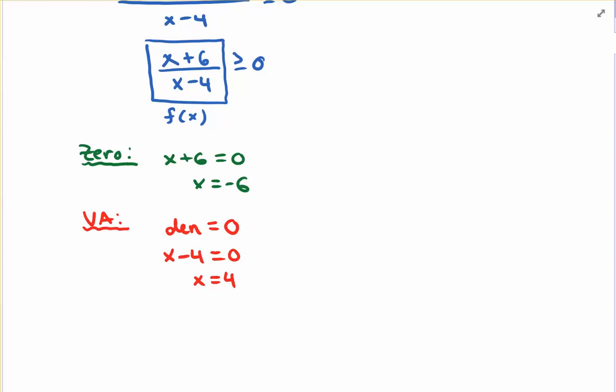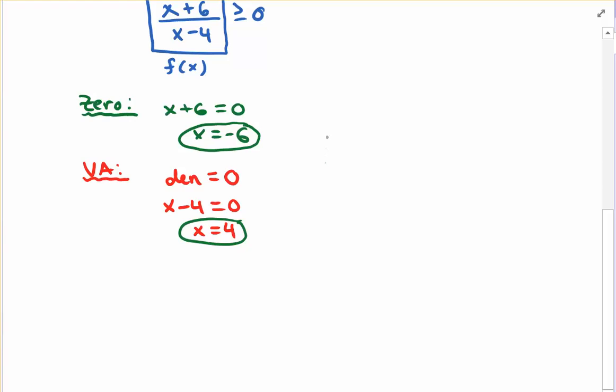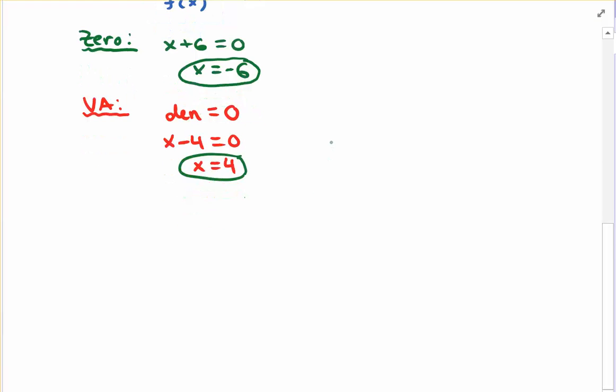So what we do after this is take the zeros that we found from our rational function, in this case there's just one, as well as the vertical asymptotes, and again in this case there's just one vertical asymptote. And what we do is we plot both of those values on the number line.